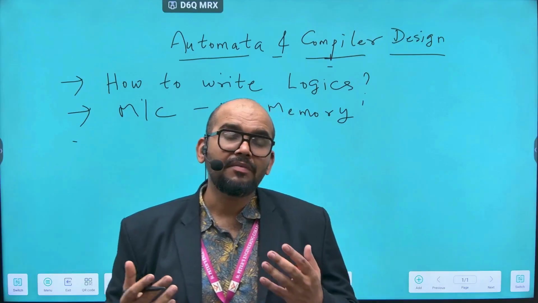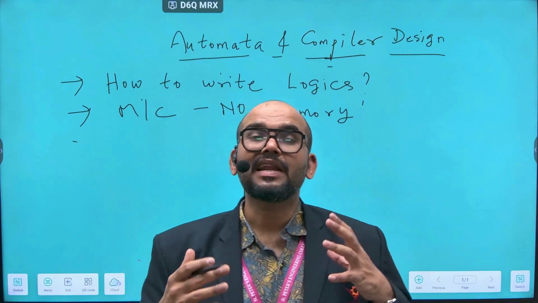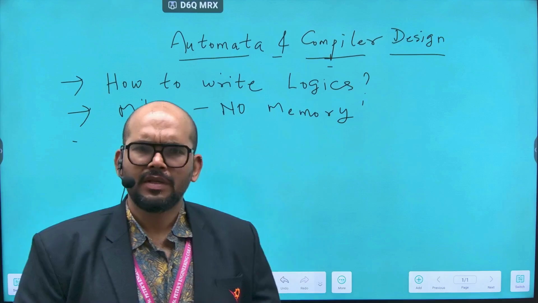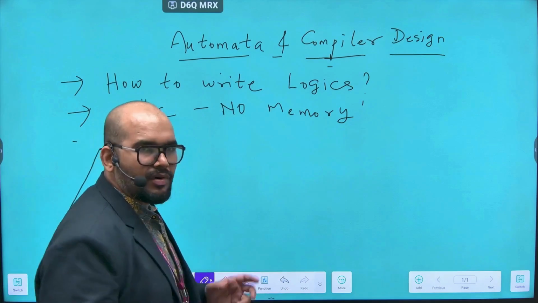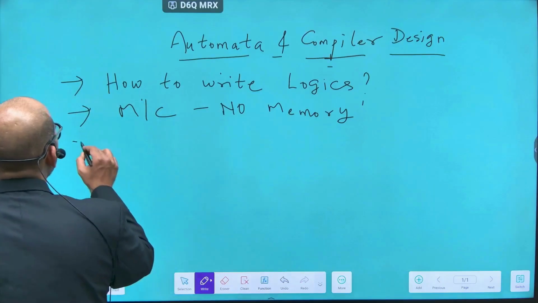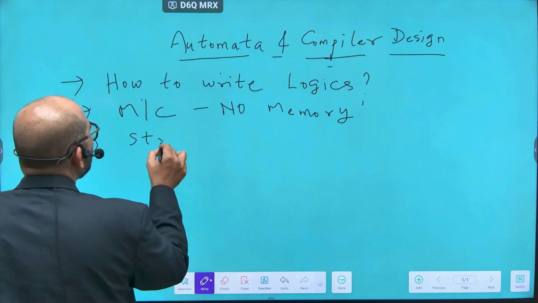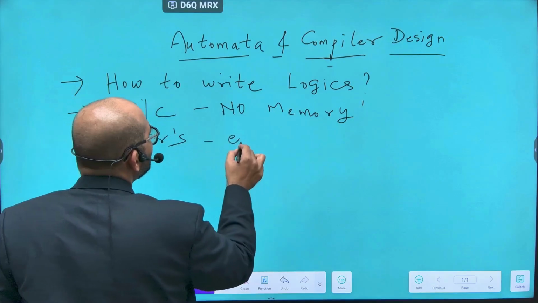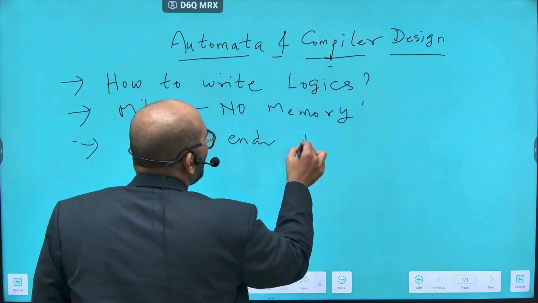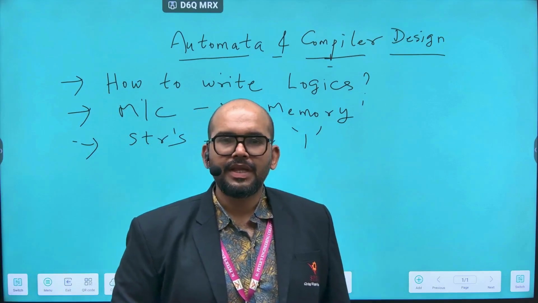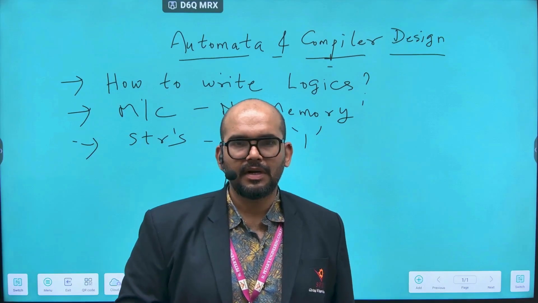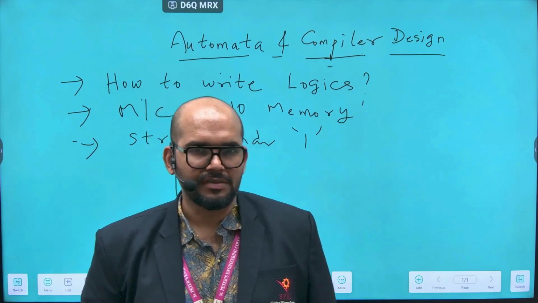If you don't have a memory, then how do you write the logic? So you take the same constraint. What is that first constraint? Just now I discussed: let us take that we need to select the strings that end with 1. The constraint is that we are given some input strings.